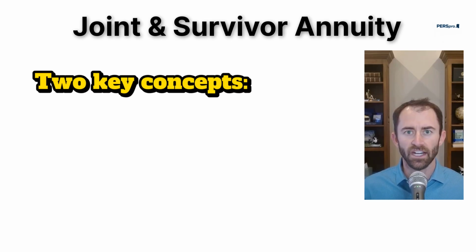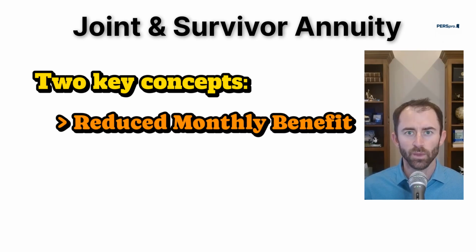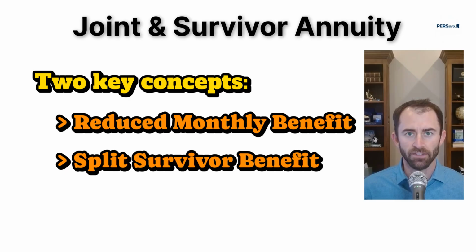There are two key concepts with option 3. Reduced monthly benefit. Like option 2, you accept a smaller check during your lifetime than you would under the maximum retirement allowance option. Split survivor benefit. In exchange for that reduction, after you pass, your two beneficiaries will each receive 50% of your monthly benefit for the remainder of their lives.